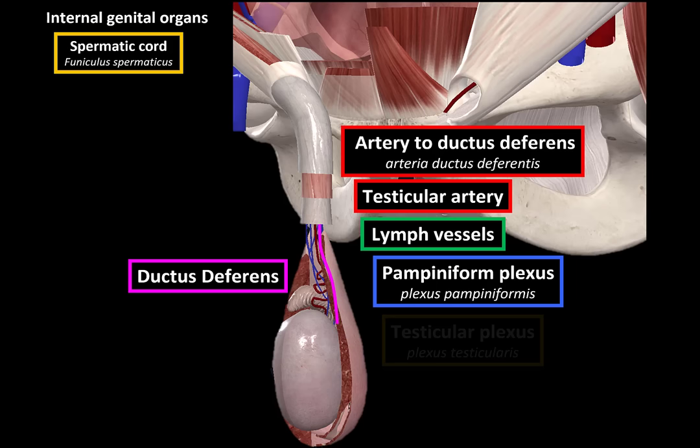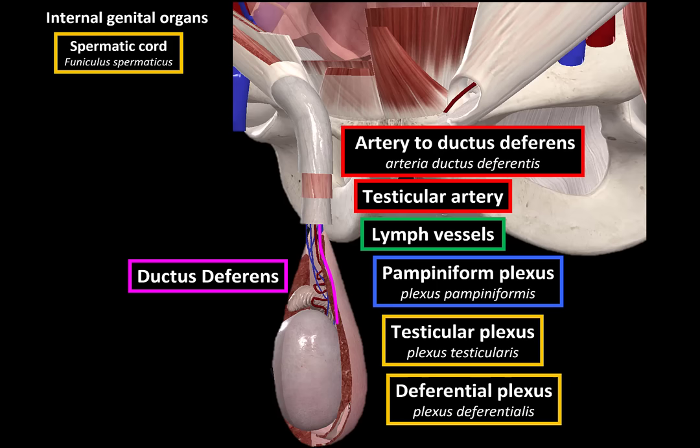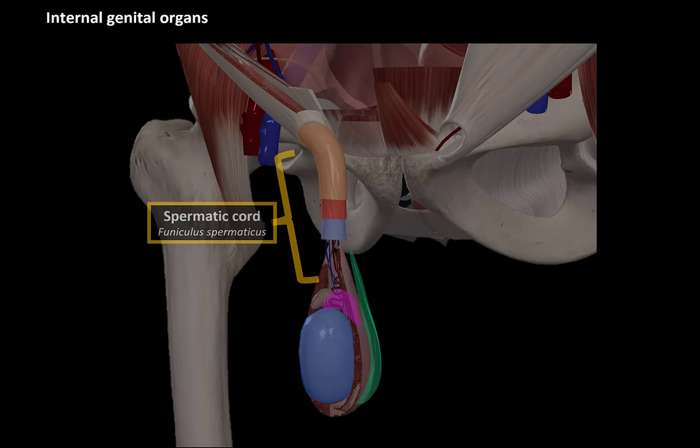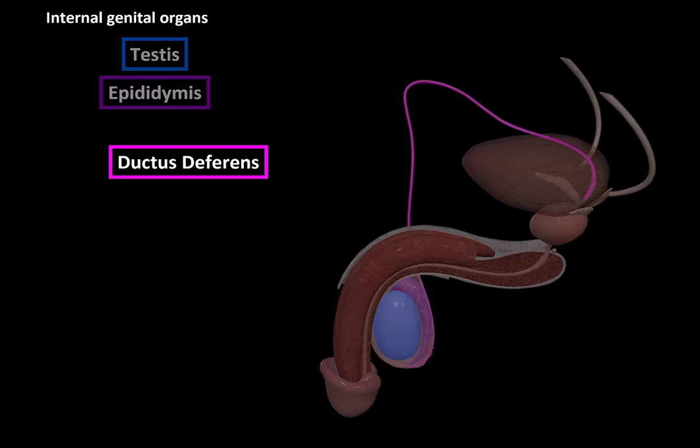We got the testicular plexus, which is basically the nervous plexus of the testes, and the deferential plexus, which is the visceral sensory nervous plexus of the ductus deferens. So that was everything I had regarding the spermatic cord and the testes and the epididymis as well. Let's now go ahead and talk a little bit about the ductus deferens.